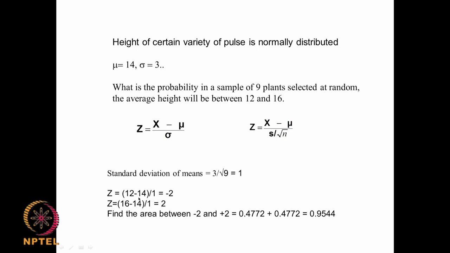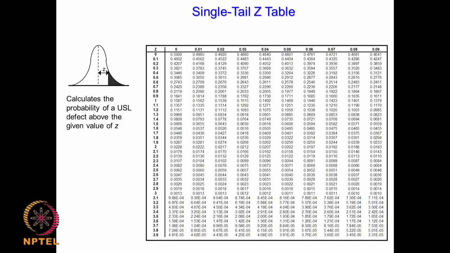So, Z is equal to 12 minus 14, because we want to find out from x of 12 to x of 16. So, Z is equal to 16 minus 14 on the other side. So, we will get minus 2 and plus 2. So, I want to find out the area between minus 2 and plus 2. If you remember, a long time back we did that from the Z table. This is the Z table.